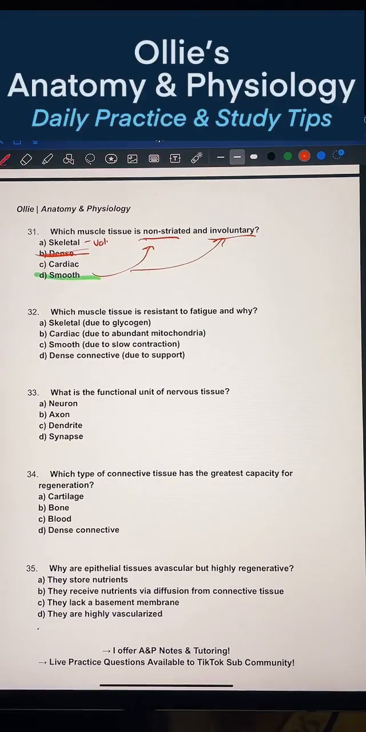Number 32. Which muscle tissue is resistant to fatigue and why? A, B, C, or D.